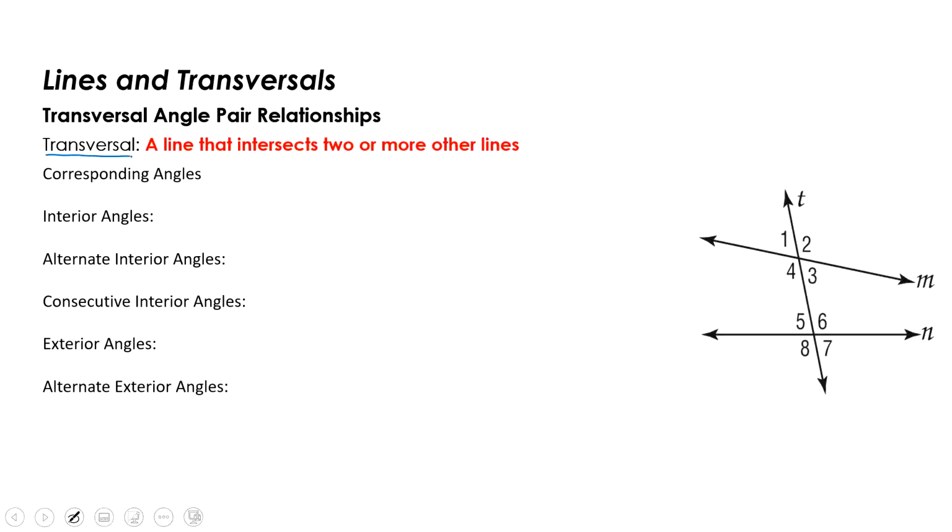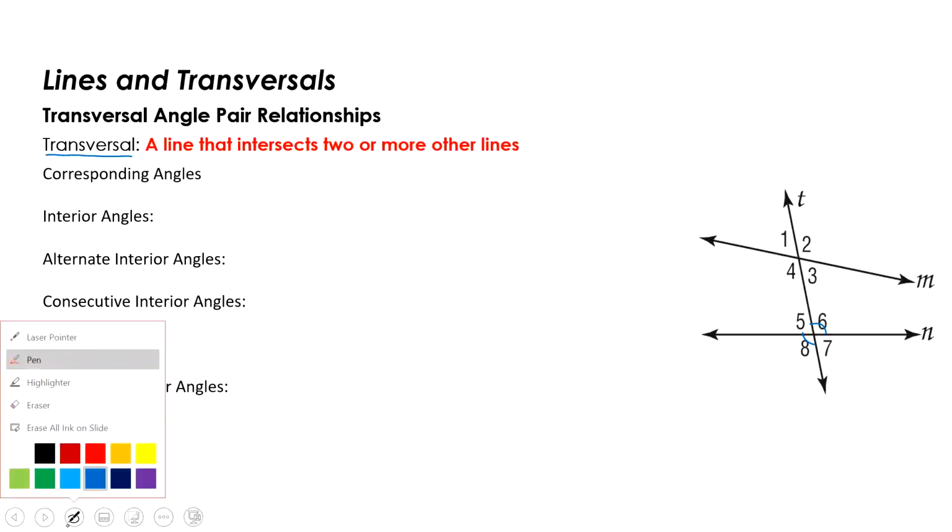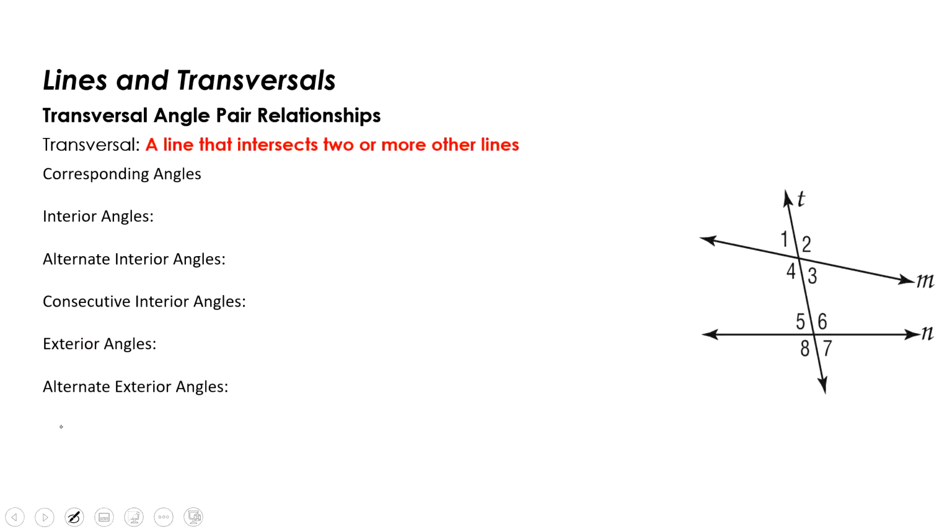What they do is create angle pair relationships. So they call these six relationships corresponding angles, interior angles, alternate interior angles, consecutive interior angles, exterior angles, and alternate exterior angles. I just realized too, they create vertical angles, because we learned on Friday that when lines cross, opposite angles are vertical. I didn't list those here because we already learned them. But we're going to go forward from here now and talk about all these different types of angles.